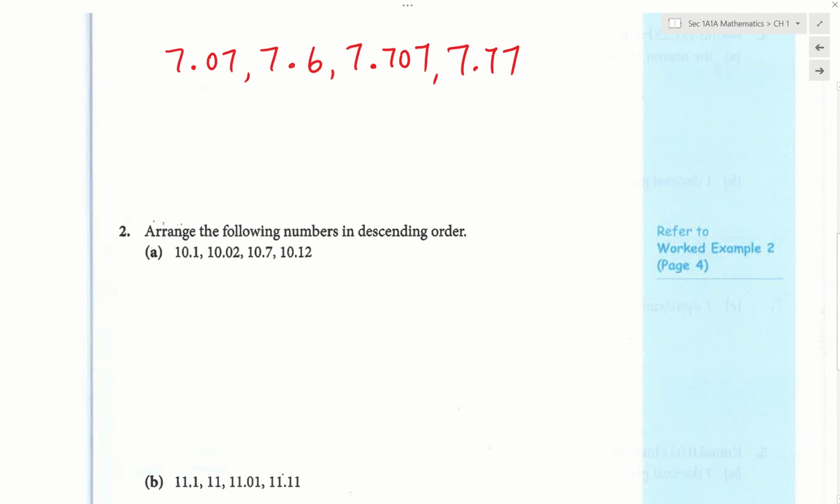Okay, next question. Descending order, yes? 10.7, 10.12, 10.1, 10.02. Okay, thank you. Sit down.